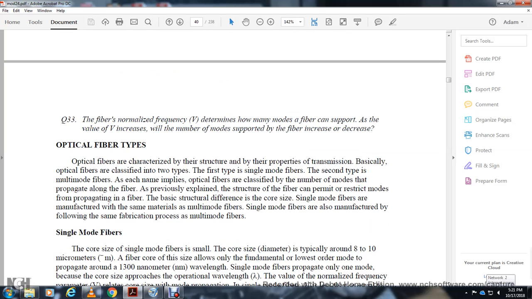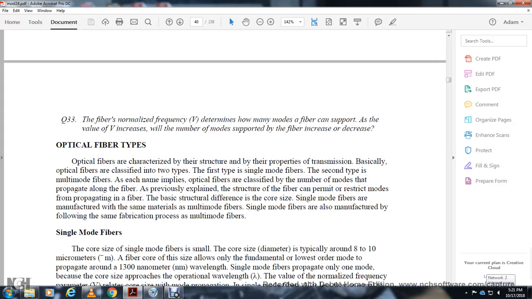Alright, optical fiber types. Optical fibers are classified by the structure and properties of their transmission. Basically, optical fibers are classified into two types. The first type is the single mode fiber, the second type is the multi-mode fiber. Each is named and classified by the number of modes propagated along the fiber. As previously explained, the structure of the fiber can permit a restricted number of modes to propagate within the fiber.